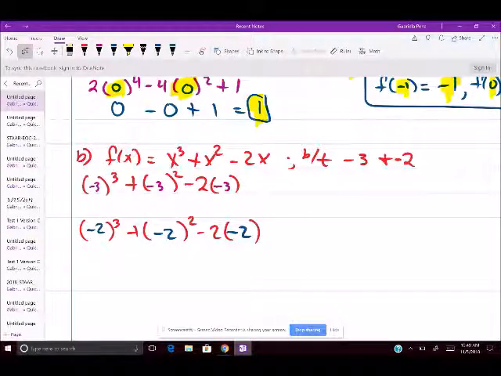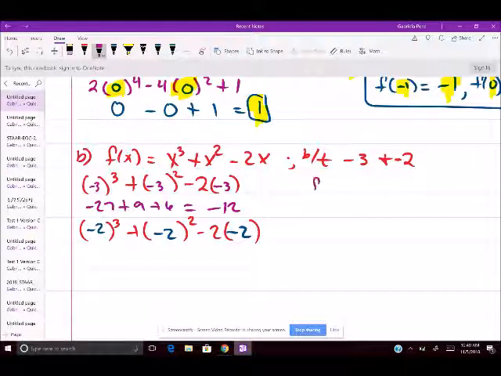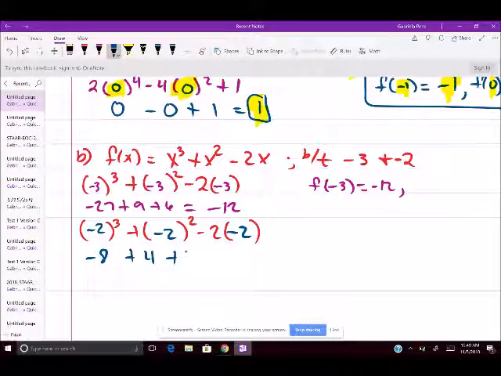-3 to the 3rd. What is that? -27. -3 to the 2nd is a +9, plus 6. So this ends up being -12. Okay. So f of -3 gave me a -12. Now when I do the -2, -2 to the 3rd is -8, plus 4, plus 4, which gives me 0. So f of -2 is 0.